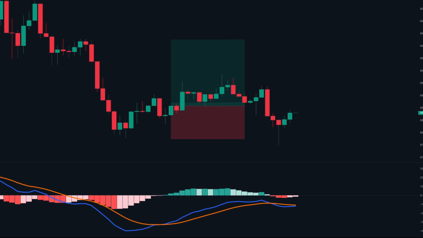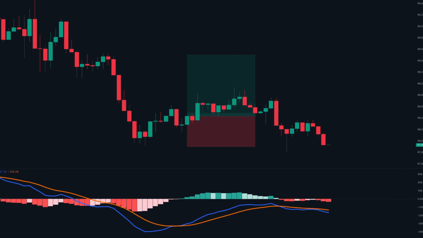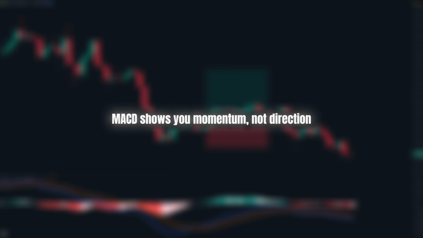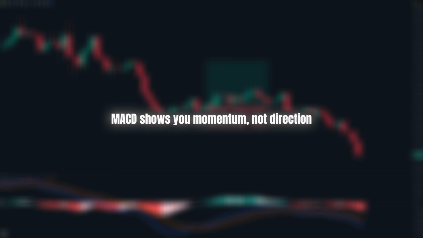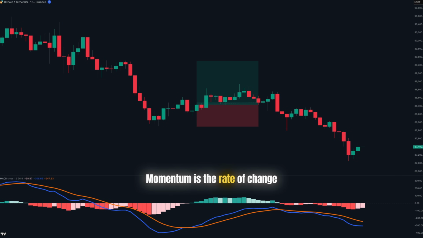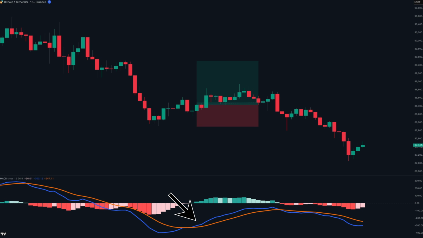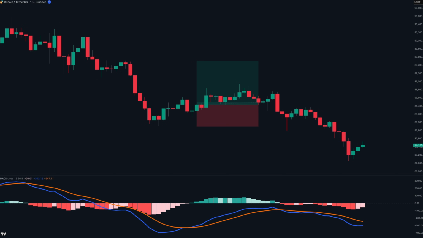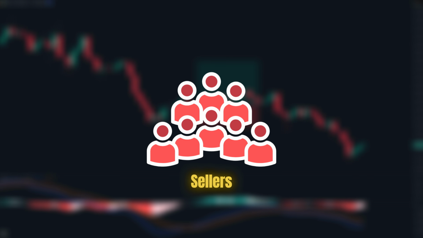The crossover was real. The histogram turned green, everything confirmed. But price didn't rally. Why? Here's the core issue. MACD shows you momentum, not direction. And momentum is the rate of change, not the destination. Let me explain it like this. When the signal line crosses above the MACD line during a downtrend, it's not telling you that buyers are stepping in and pushing price up. It's telling you that sellers are slowing down. The rate of decline is decreasing.